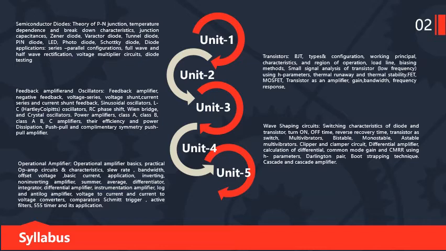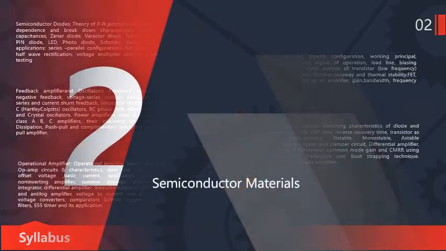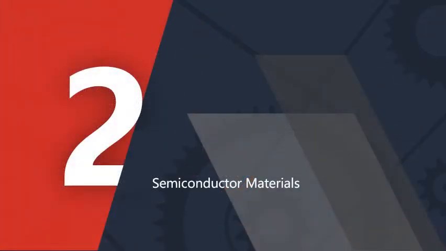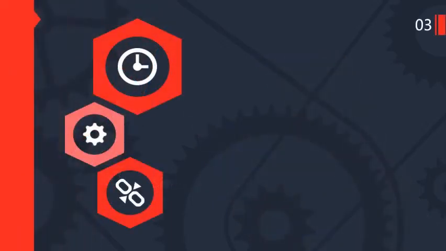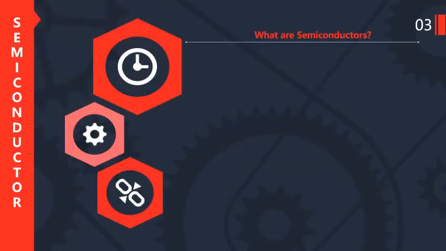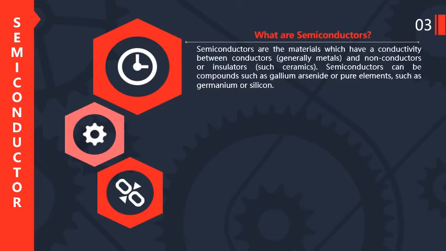Today's presentation will move on to semiconductor material. It's a basic introduction. So the next topic is what is semiconductor material. The first question that occurs in our mind is, what is a semiconductor? Semiconductors are materials which have a conductivity between a conductor and a non-conductor or insulator.